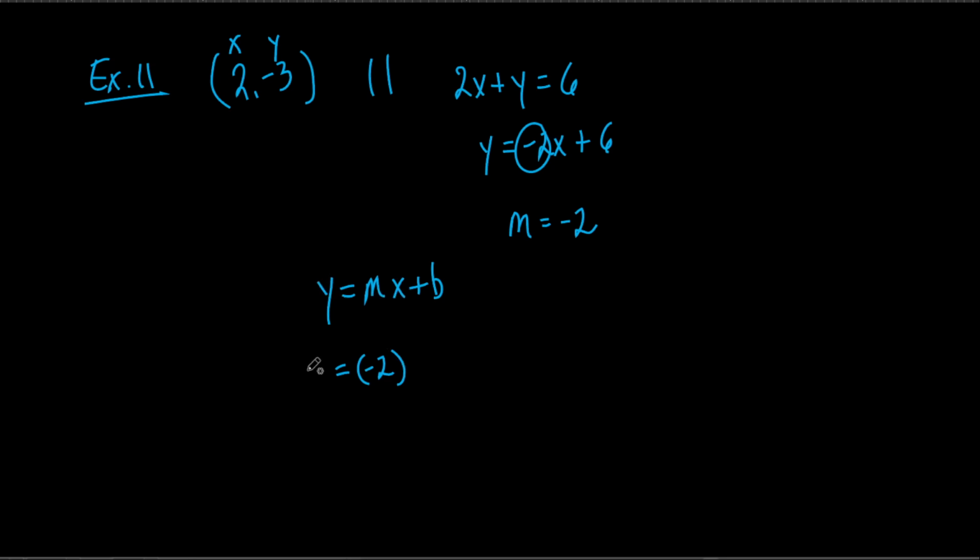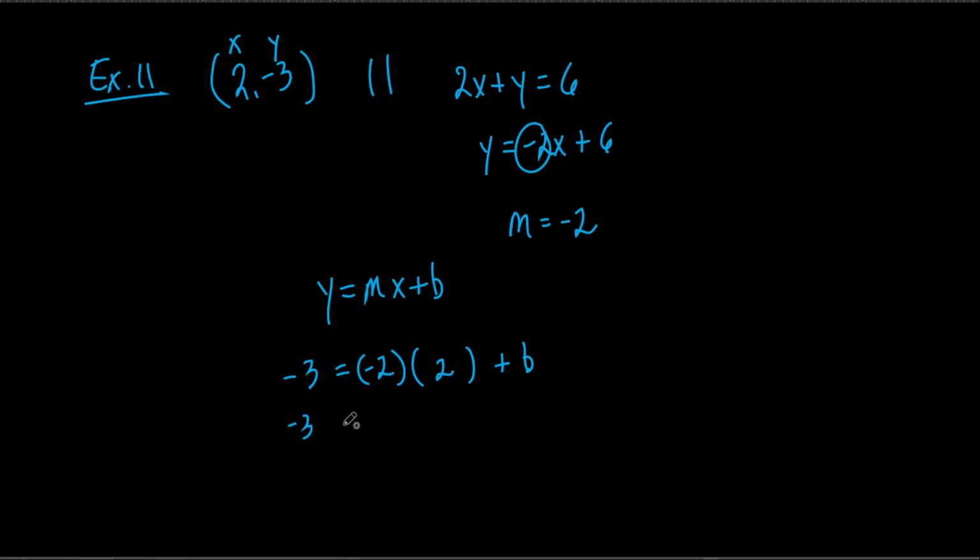So what am I going to put in for the y? -3, because that's my y. And then the m is being multiplied by the x. What's the x? It's 2. Do I know the b, the y-intercept? Nope, that's what I'm going to find, because I know what my slope's going to be. Now all I have to do is find the y-intercept, so I just do a little bit of math and find what b is.